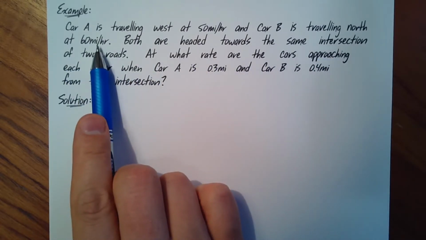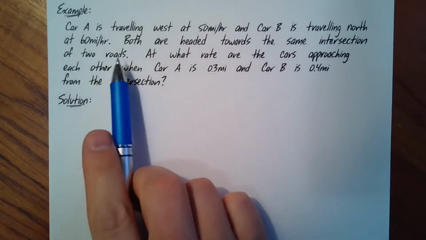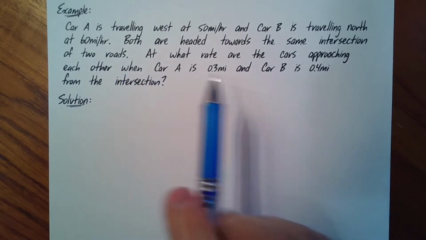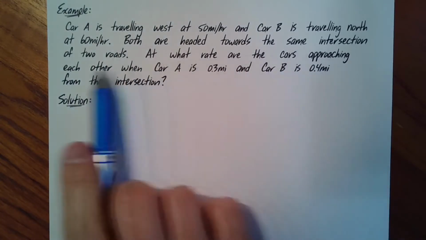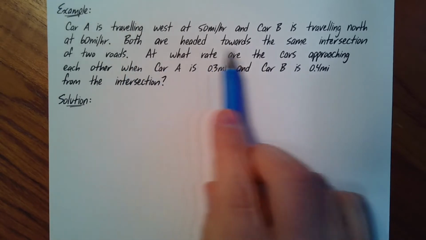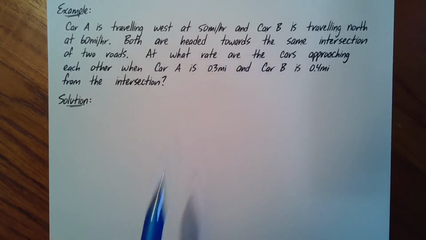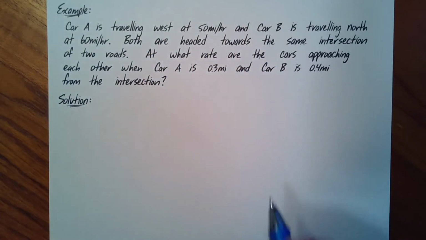Now, with just that first sentence, it's a bit premature to try to draw a picture because it's not going to be clear what you actually want to draw, where these cars are relative to one another. But when you read the next sentence, that gets clarified. Both are headed towards the same intersection of two roads. That clarifies it. If they're both headed towards an intersection and one car is heading west and the other is heading north, that gives you enough to get a picture of what's happening.